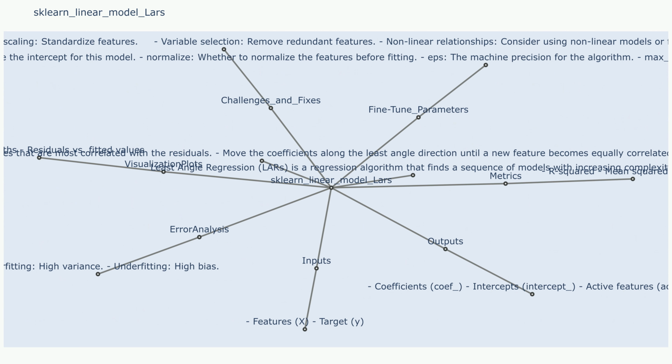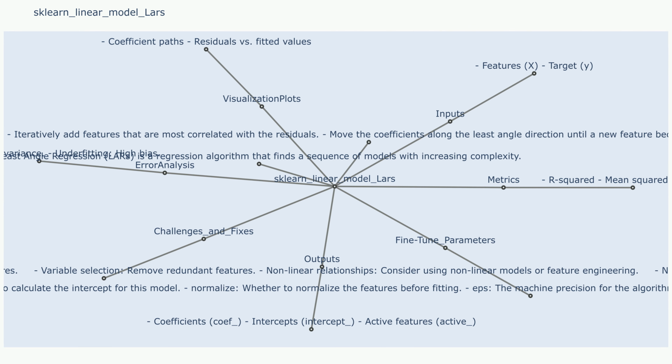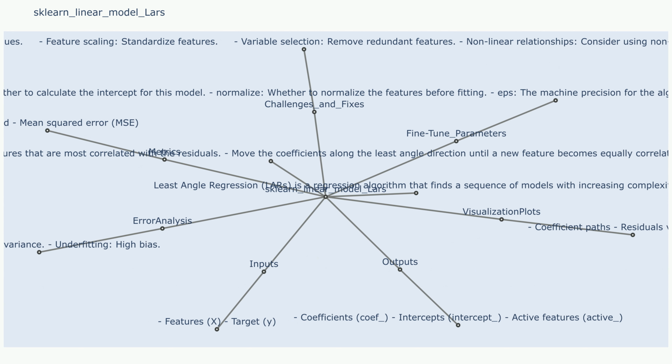Fine-tune parameters. Alpha. This parameter controls the strength of the L1 penalty. A higher value of alpha will result in a sparser model, with more features having coefficients of 0. Fit intercept. This parameter controls whether or not the model should include an intercept term. Normalize. This parameter controls whether or not the data should be normalized before fitting the model.